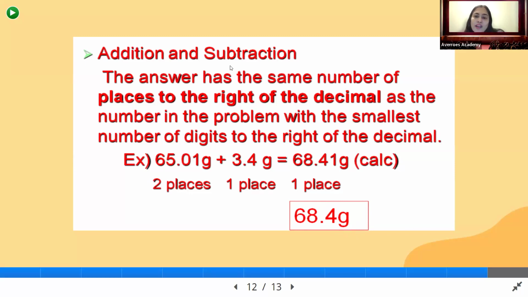So with addition and subtraction, you have to remember the smaller number of digits to the right of the decimal point. You count those as the significant places, and the smallest place is what you're going to use for your answer. This one is two places to the right of the decimal, 1, 2. And this is one place. Out of these two, the smaller one is one place. So your answer is going to be in one decimal place, after the decimal point. So your answer is going to be 68.4 grams.